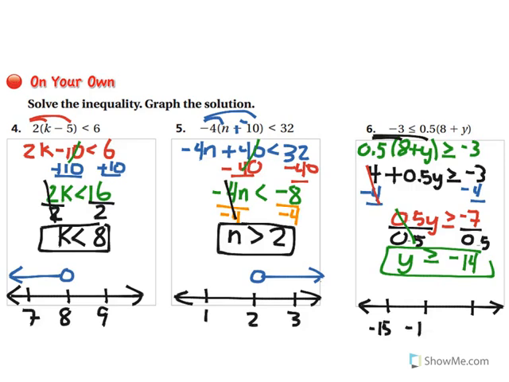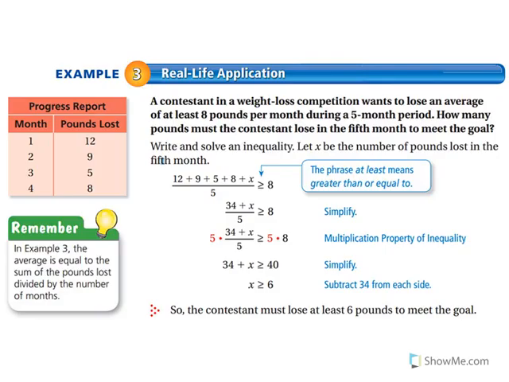Negative 15, negative 14, negative 13, and it's going to be closed and to the right, and there's my graph for that one. Okay, so let's take a look at our final problem.